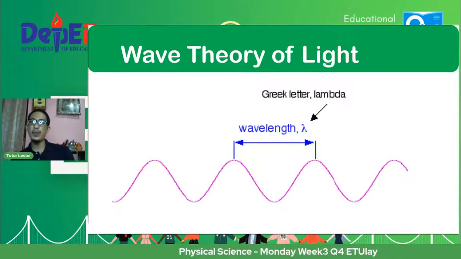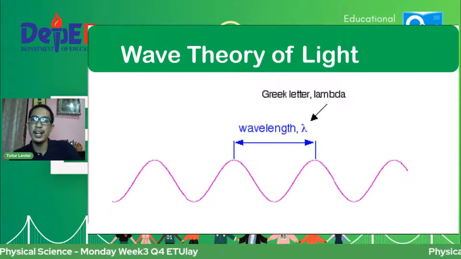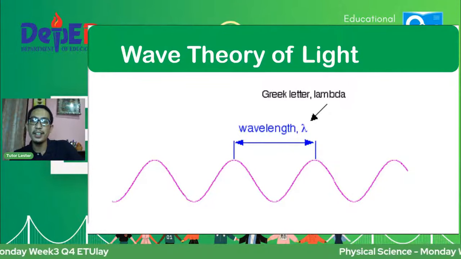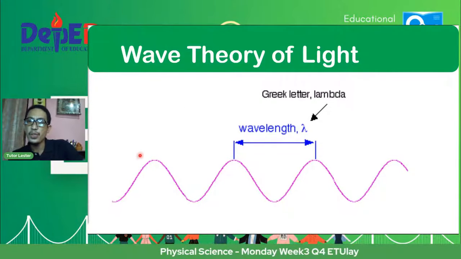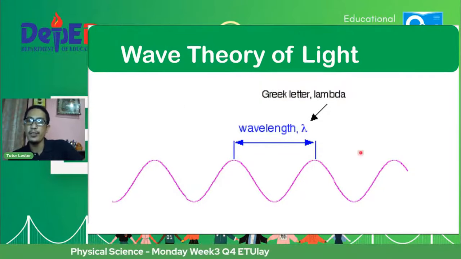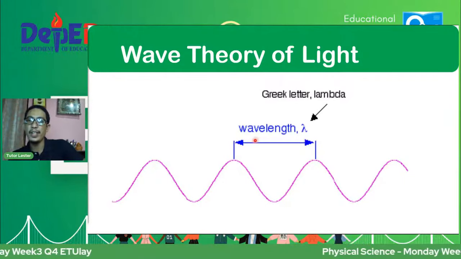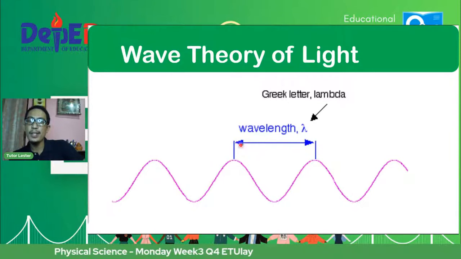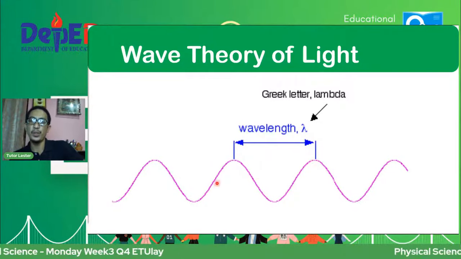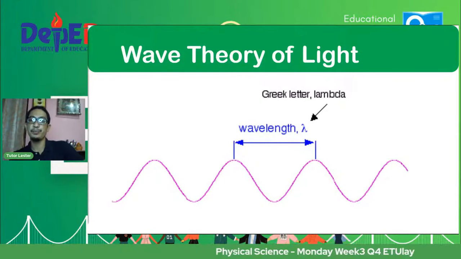So let us review the wavelength concepts that I am sure we have all learned from our junior high school. So makikita po natin dito sa slide nito. Okay, so this slide shows a photo of a wave. Okay, ito po yung wavelength denoted by the Greek letter lambda, and this wavelength is the distance between two points in the wave. So the wavelength may be longer or may be shorter.